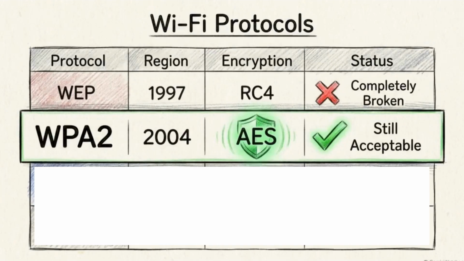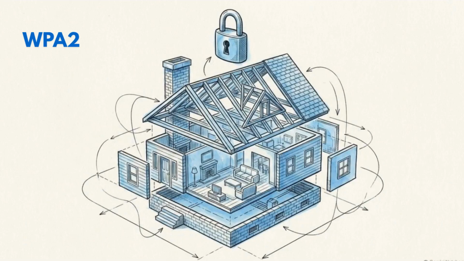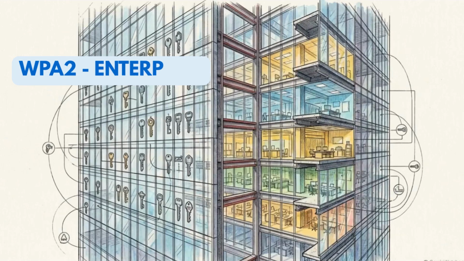WPA2 arrived in 2004 as a ground-up redesign of wireless security, moving away from the stopgap measures of the previous year. WPA2 integrated the Advanced Encryption Standard, or AES. This is the same cryptographic standard used by governments to protect classified data. It is most commonly used in 2 versions: WPA2 Personal, which uses a single password for homes, and WPA2 Enterprise, which requires unique credentials for every user in an organization.